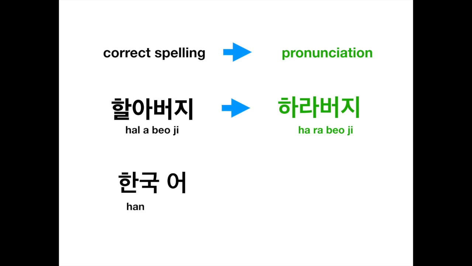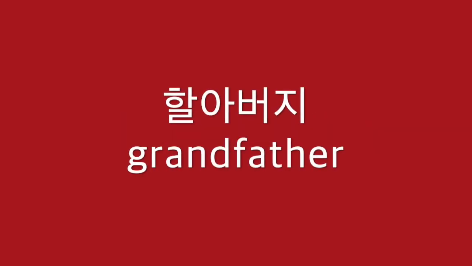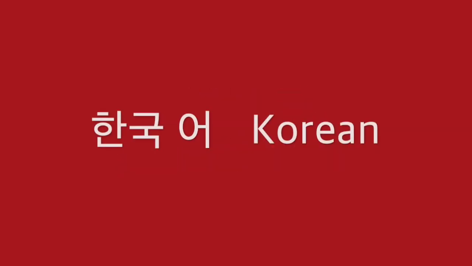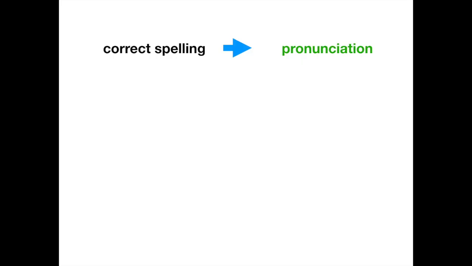Next, hanguk-o. You pronounce it as hangugo. Hanguk means Korea. Hangugo is the Korean language. Note that this is different from the Korean person; this has a different meaning. Hangugo, Korean. Haraboji means grandfather. Hangugo is Korean.